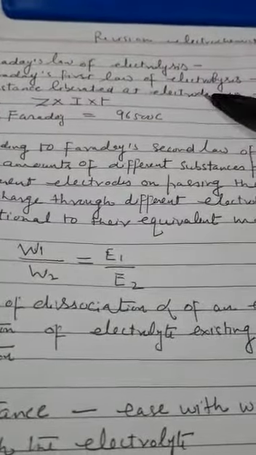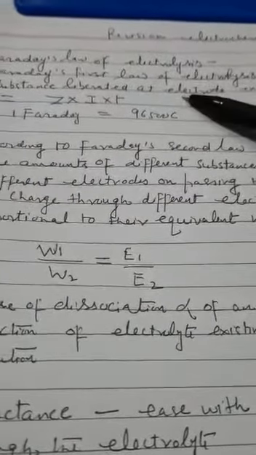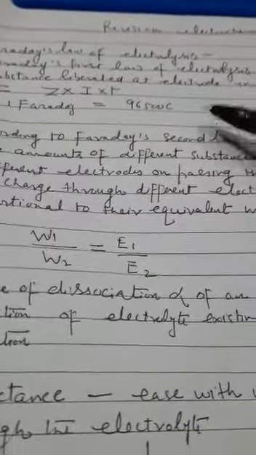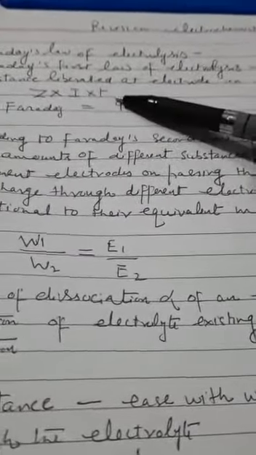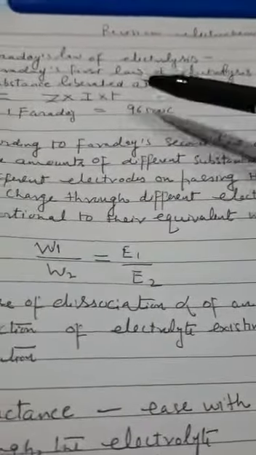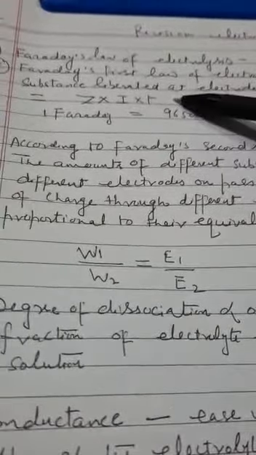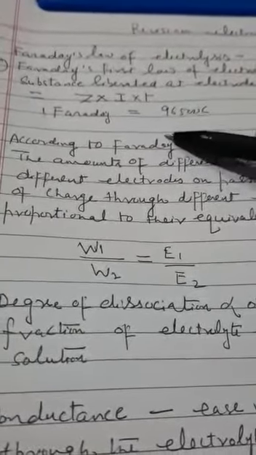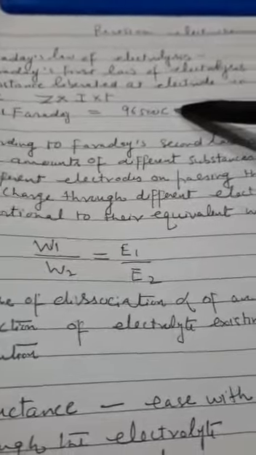According to this law, the amount of substance liberated at electrode in electrolysis is equal to Z into I into T. M or W is the amount of the substance and the 1 Faraday is equal to 96500 Coulomb.